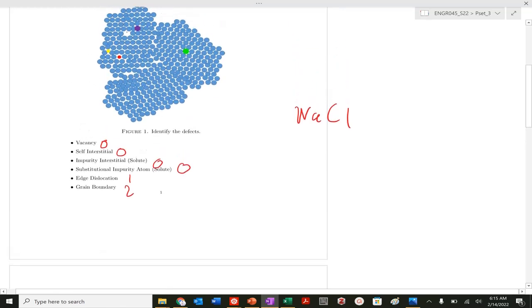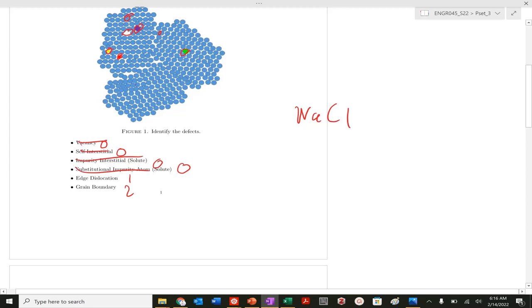Let's look for vacancy. There's my vacancy. Let's look for self-interstitial. There's a self-interstitial. There's a self-interstitial there. There's quite a few of them around. What about an impurity interstitial? So here's an impurity interstitial in a site here. Here's an impurity interstitial in a site here. What about a substitutional? See here, this is taking the place of this lattice atom that should be there. This is also a substitutional impurity.